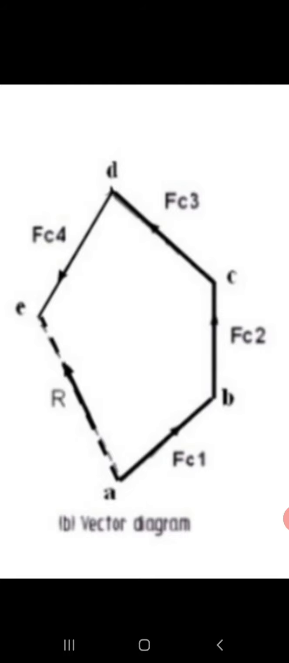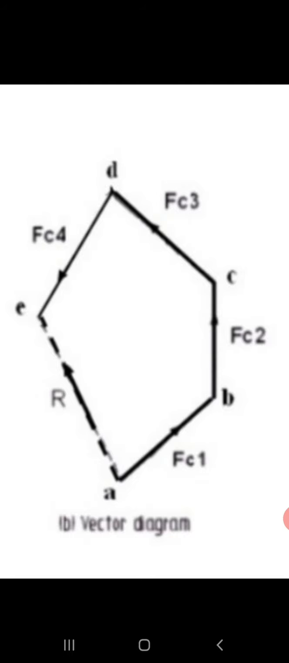Now from point C, calculate the value of the centrifugal force m3r3. Just multiply m3 into r3. The value that we get, convert into scale, and draw a line C to D at an angle theta 3 from C. So from C, draw a horizontal baseline and at angle theta 3 draw Fc3, that is C to D.